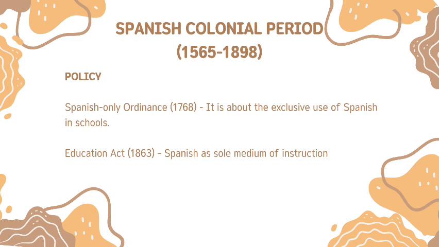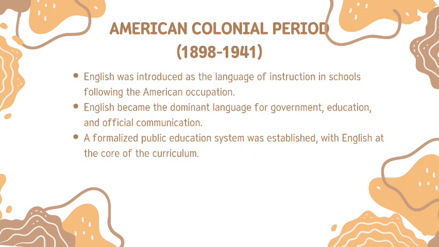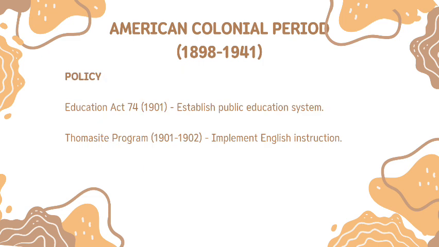Moving on to the American colonial period, the American occupation in 1898 marked another turning point in the Philippines' language history. English was introduced as the language of instruction in schools and became the dominant language for government and official communication. This was also the period where we witnessed the establishment of a formalized public education system with English as its core. Moving on to the policies, we have Education Act 74.